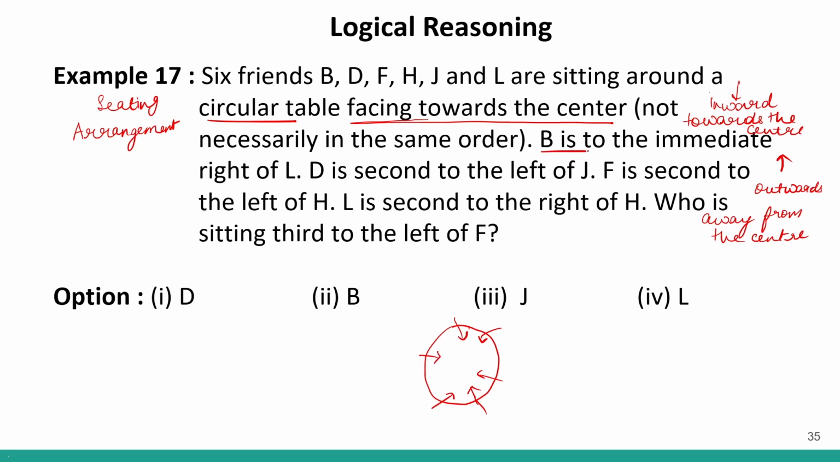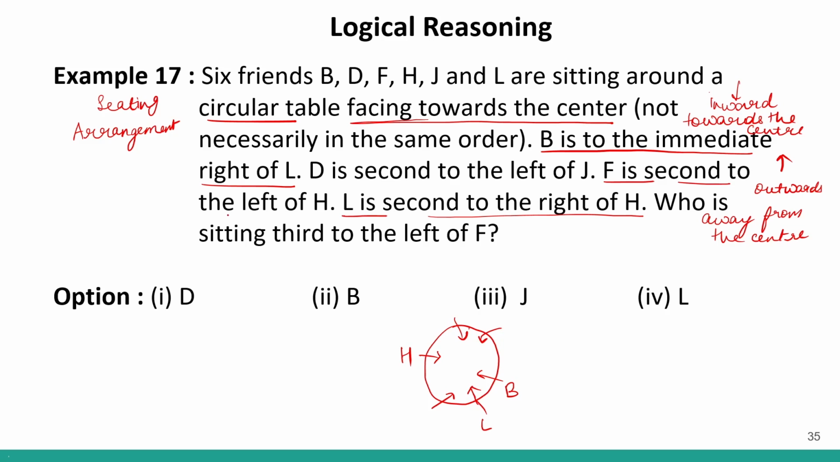Okay. B is to the immediate right of L. So if L is over here, B will be over here to the immediate right of L. D is second to the left of J. So we'll hold this information because we don't have any reference for D or J. F is second to the left of H. Again, we'll hold this information because we do not have a reference. Now, L is second to the right of H. So here we can see L is second to the right of H. So H will be over here, 1 and 2, second to the right of L.